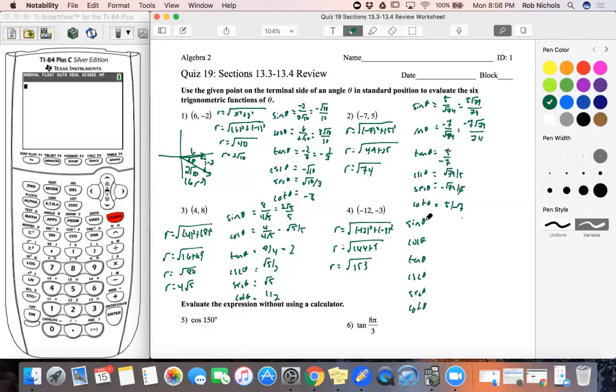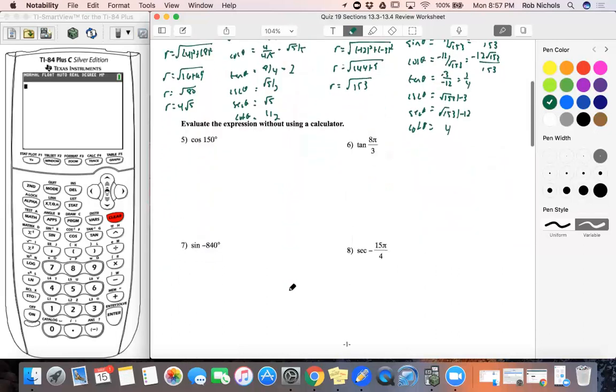Here are my 6 trigonometric functions. Sine is y over r, negative 3 over the square root of 153, so that equals negative 3 square roots of 153 over 153. Cosine is negative 12 over the square root of 153, so that equals negative 12 square roots of 153 over 153. Tangent is y over x, so negative 3 over negative 12, which equals 1/4. Our reciprocals: square root of 153 over negative 3, square root of 153 over negative 12, and then 4.